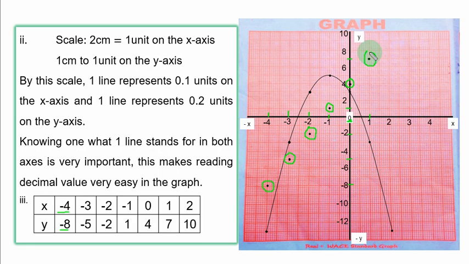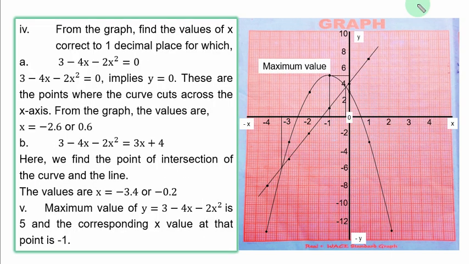Next is to join the points together and use the resulting graph to solve the given equations. So you can see that the points for the linear equation have been joined together. So this is the whole graph that we are asked to plot. So we move to Roman figure 4.